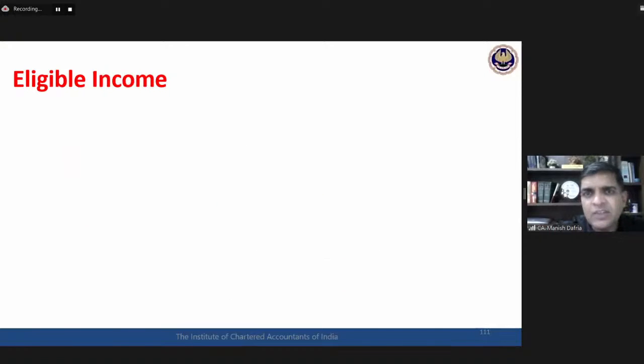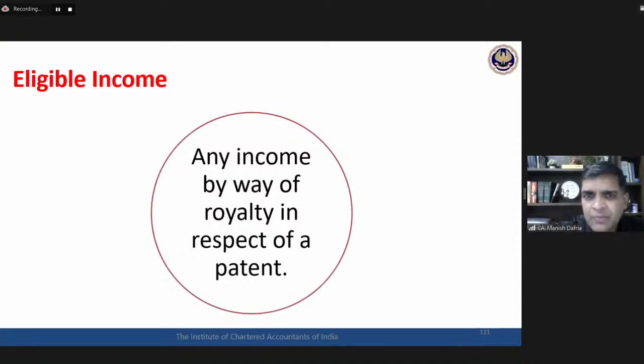Now, what kind of income is this person deriving? Any income by way of royalty in respect of this patent. He has got a patent registered in his name, then he is getting a royalty from other persons. Other persons are using this patent, and this individual resident in India is getting a royalty in respect of that patent. 80RRB deduction he can claim.